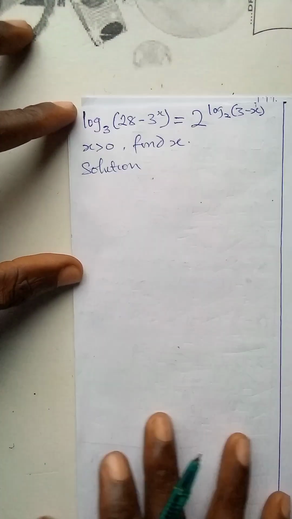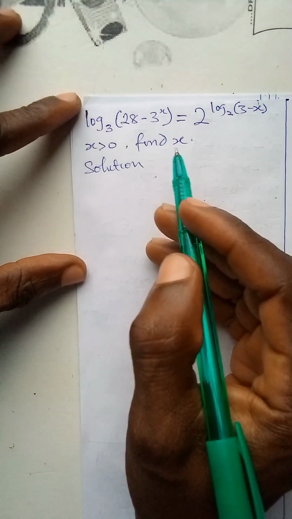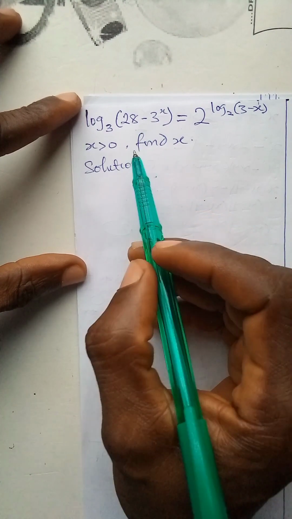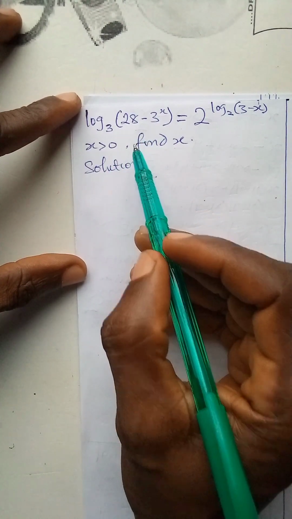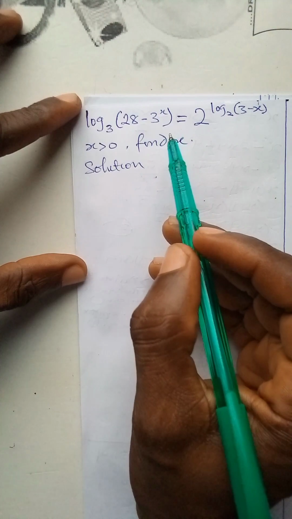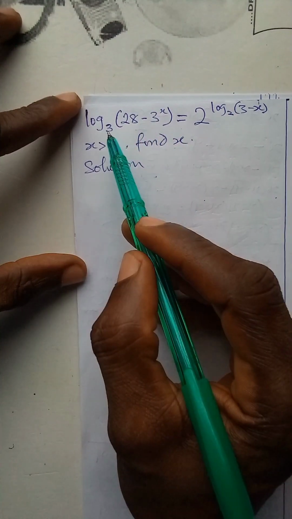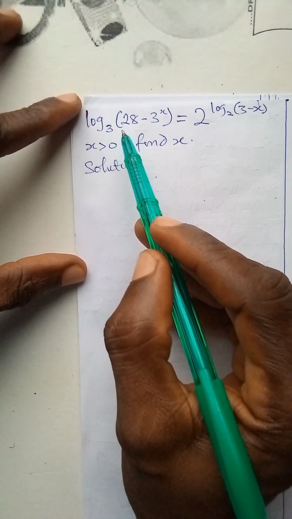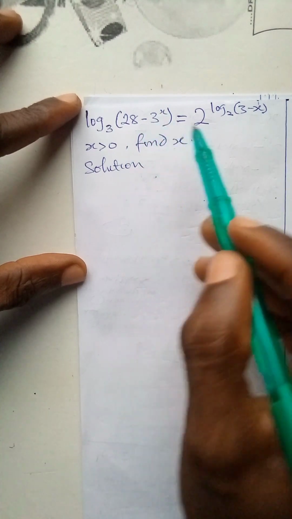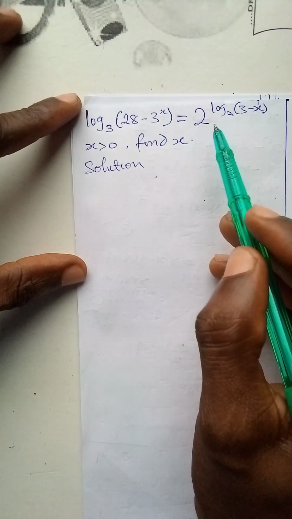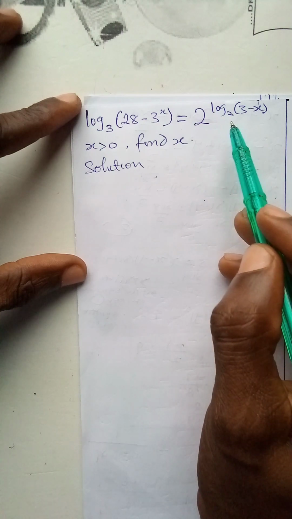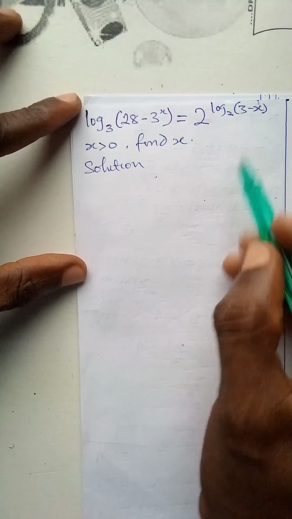In this video, we are required to find the value of x such that x is greater than 0, that is, x is a positive integer. Now, log to base 3 of (28 minus 3 to power x) is equal to 2 to power log to base 2 of (3 minus x).